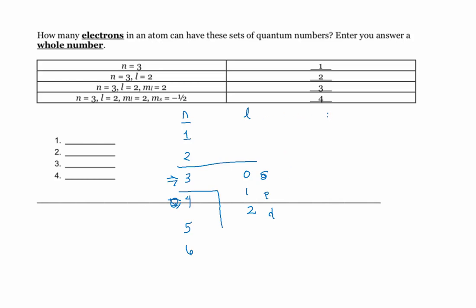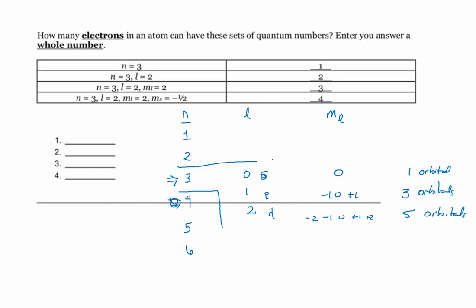Then let's build out all the m sub L values. They go from a negative L to a positive L. So for an L of 0, m sub L is 0. Writing one number here tells me that there's one orbital, because this last number tells you the different orientations of the orbital, and there's only one s orbital. P goes from a negative 1 to a positive 1. That tells you there are 3 orbitals. D goes from a negative 2 up to a positive 2. This tells you that there are 5 d orbitals.